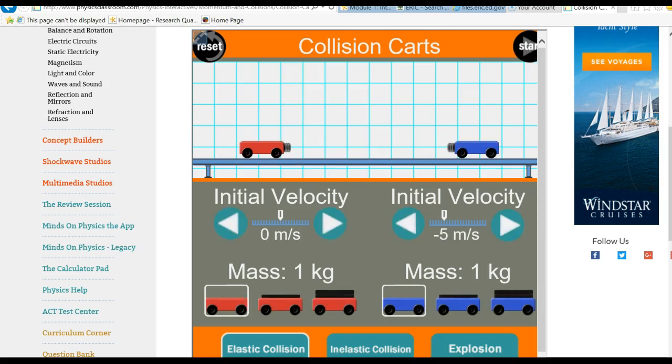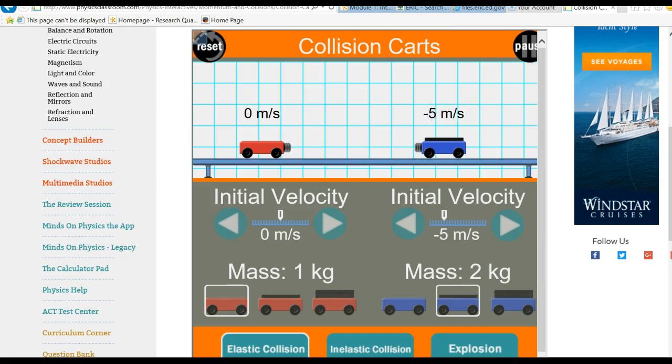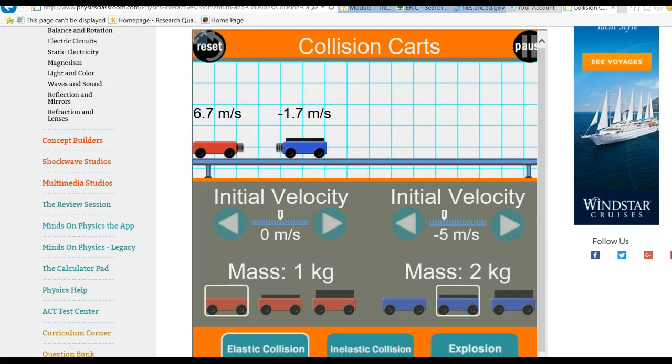What will happen if they were unequal masses? So this is 2 kilograms and this is 1 kilogram. Would it then completely transfer its momentum to the red one? Let's watch. So notice that it transferred some of its momentum, but it's still moving.